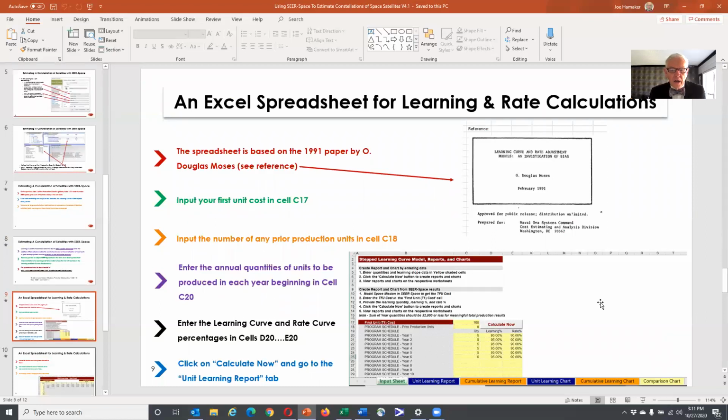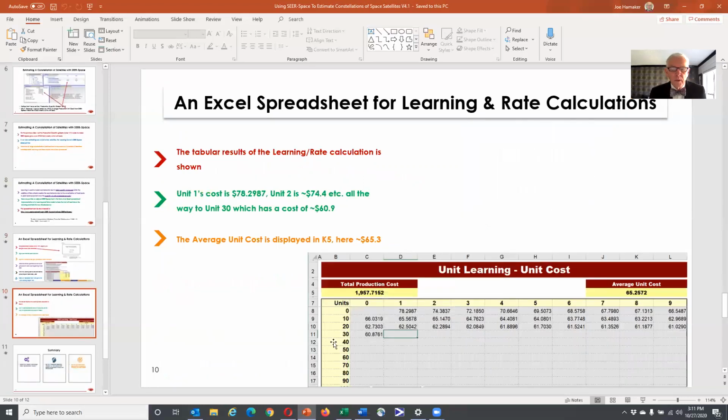Finally, we click on the Calculate Now button in the middle of the screen, and that produces our results. There are a number of tabs that you can see at the bottom of the spreadsheet. We're only going to look at the first one here today, the unit learning report, as the rest of them are redundant to that, graphics and so forth. So the tabular results of the learning rate calculation are shown here in the unit learning table.